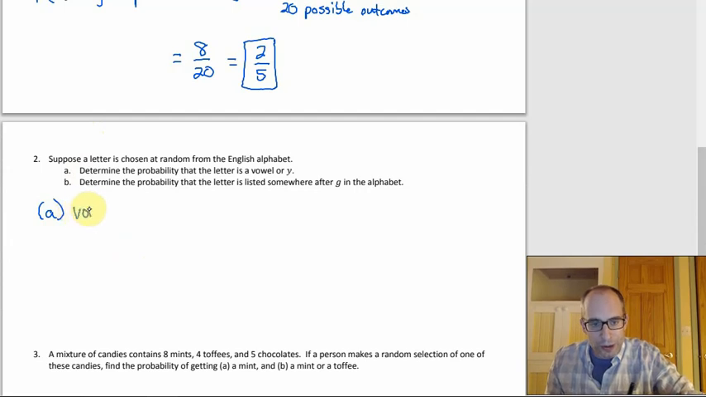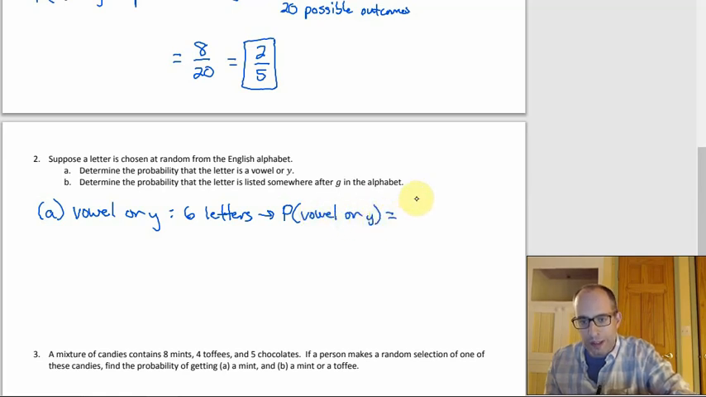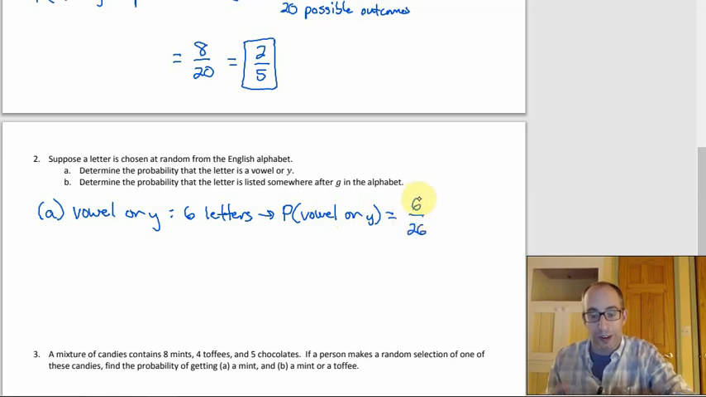So vowel or Y, that's 6 letters, right? So then that would imply that the probability of vowel or Y would be 6 out of 26. Right? Because you have 6 different ways for that event of vowel or Y to happen, right? A, E, I, O, U, Y. And then there are 26 letters in the alphabet, right? So our sample space is just the regular alphabet here.